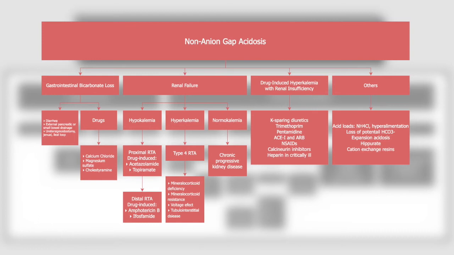For non-anion gap acidosis, bicarbonate loss can be through the gastrointestinal tract and diarrhea, or drugs such as calcium chloride or magnesium sulfate. Alkali can be lost in renal tubular abnormalities, with proximal and distal renal tubular acidosis presenting with hypokalemia, type 4 with hyperkalemia, and chronic progressive kidney disease with normokalemia. This disorder may also be due to drugs and renal insufficiency, and lastly, miscellaneous causes such as acid loads and the like.